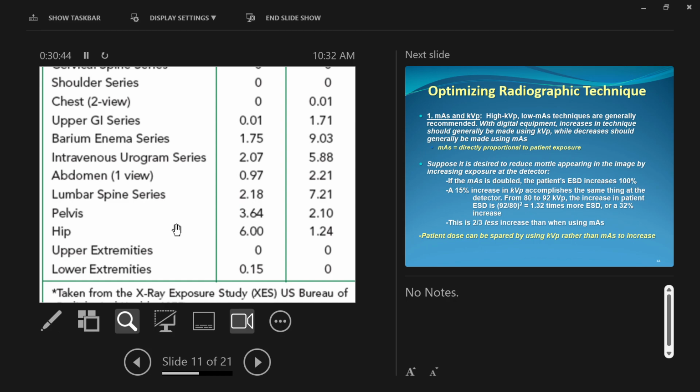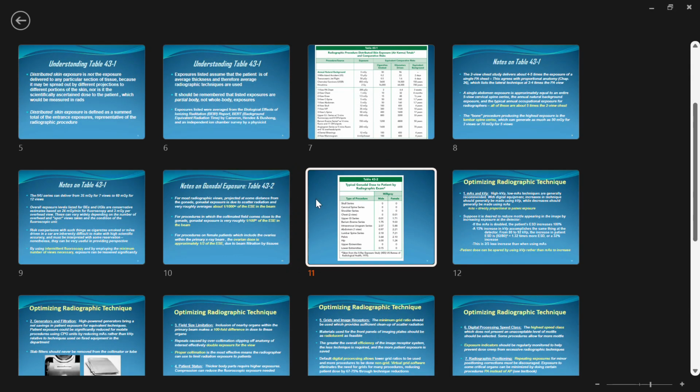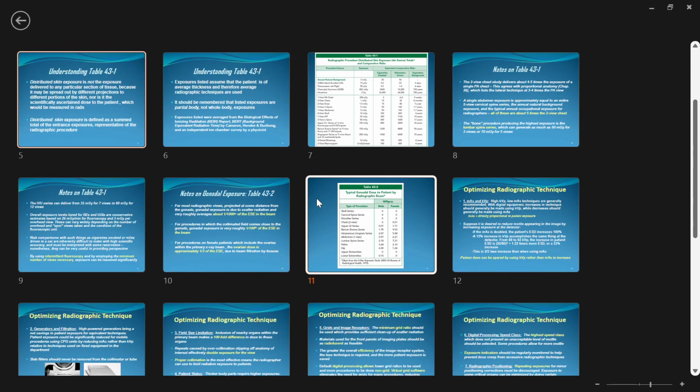We have to consider those things when we perform all of these studies. It's not just males get more than females for all exams, and it's not just females get more than males. It's dependent on the exam. One will get more than the other. Okay. Everyone feeling okay with this information so far? So we've taken a look at patient exposure levels. So now what we're going to do for the next few slides is look at what we can do to lower patient exposure levels. Okay.